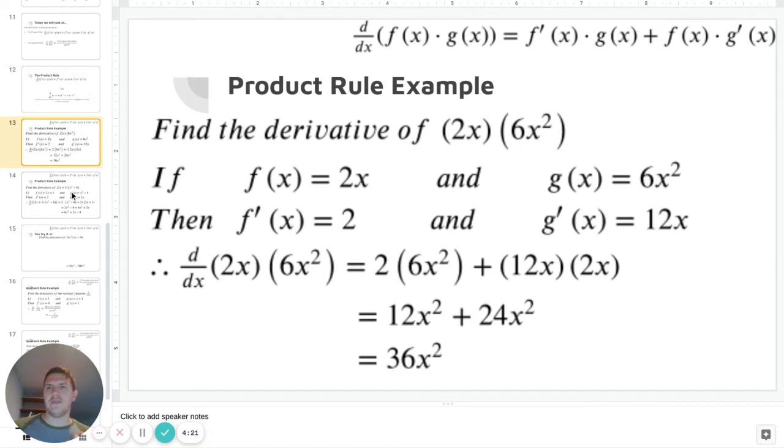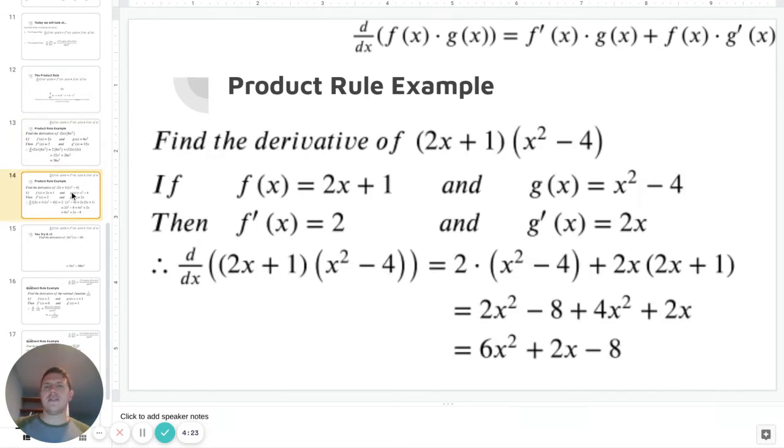If we look at another example, a little bit more involved, let's say I have this product right here. Find the derivative of 2x plus 1 times x squared minus 4. Once again, we want to set it up the same way. We know our two functions, f of x is 2x plus 1, g of x is x squared minus 4. We want to apply the power rule to both of them. So the derivative of 2x is 2, derivative of 1 is 0.